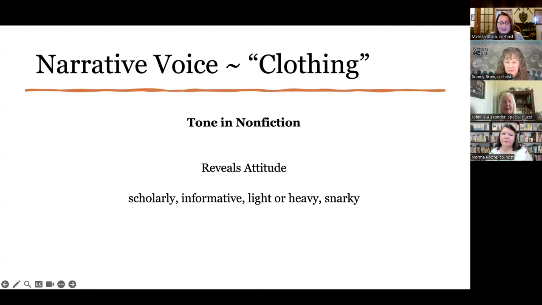Okay. So, tone in nonfiction. It's also going to reveal attitude, and it can be scholarly, informative, lighter, heavy, snarky. You're talking about essays, memoirs, biographies, how-to books, devotionals. It just runs that whole gamut. Now, these aren't mine, because I don't write nonfiction, but I've got two that are at opposite ends of this light and heavy spectrum, or casual and scholarly, because I wanted to show two very distinct tones.